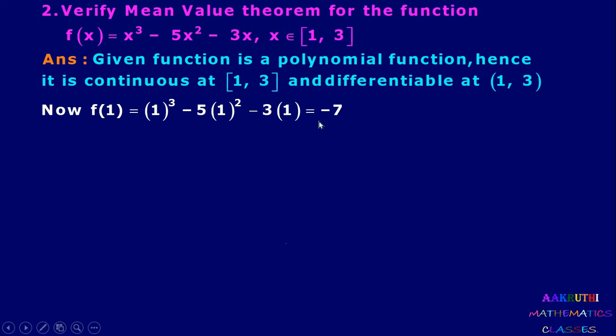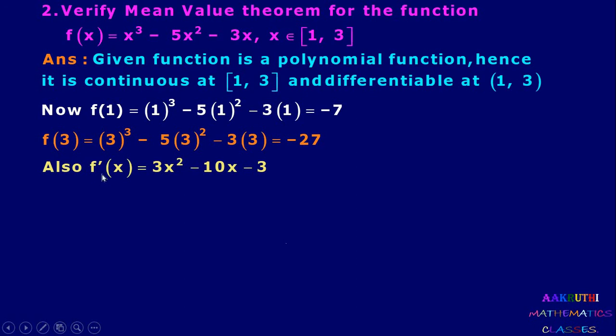So next we find f of 3. So f of 3 is 3 cube minus 5 into 3 square minus 3 into 3. So it is 3 cube is 27 minus 5 into 3 square is 9, 9 fives are 45. It is 27 minus 45 minus 9. So answer is minus 27. So f of 3 is minus 27. Now here f of a is minus 7 and f of b is minus 27.